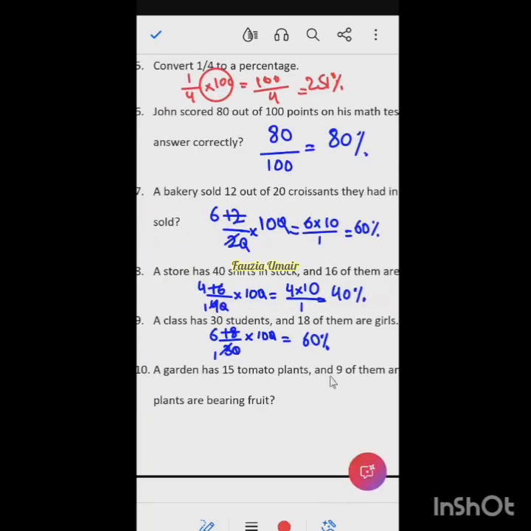So we need to find out the percentage of the tomato plants that are bearing fruit. So what is the fraction? 9 out of 15. There are 9 plants जिन पे tomatoes हैं और the total plants are 15. So the fraction would be 9 out of 15. Are you clear na bete? Yes, ma'am. So how to convert? Multiply it with?